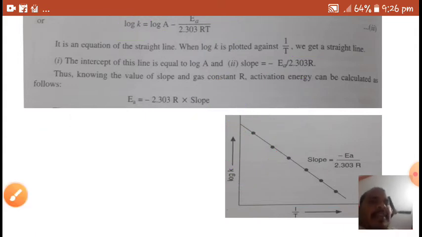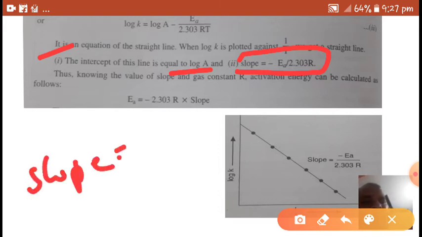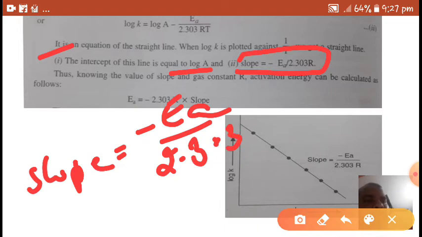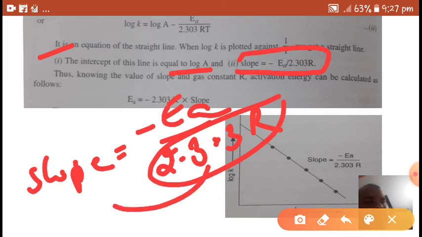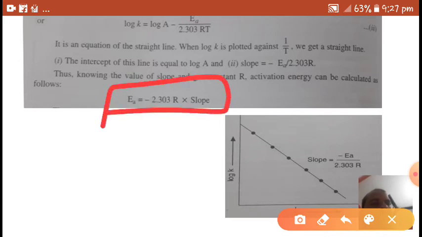How can we calculate it? The intercept of this line is equal to log A, and the slope is minus EA by 2.303 R. If we know the slope, I just move this denominator to the left side of the equation, and then I get the EA value. So that is the activation energy.